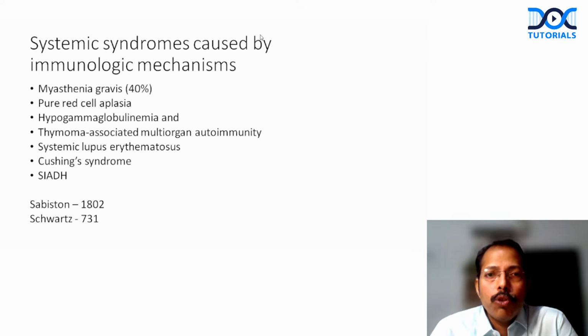Systemic syndromes caused by immunological mechanisms due to thymoma, the commonest being myasthenia gravis, pure red cell aplasia, hypogammaglobulinemia, thymoma-associated multi-organ autoimmunity, SLE, Cushing syndrome, SIADH. So again, this slide is for the benefit of exam goers. So kindly make a note of it, guys.